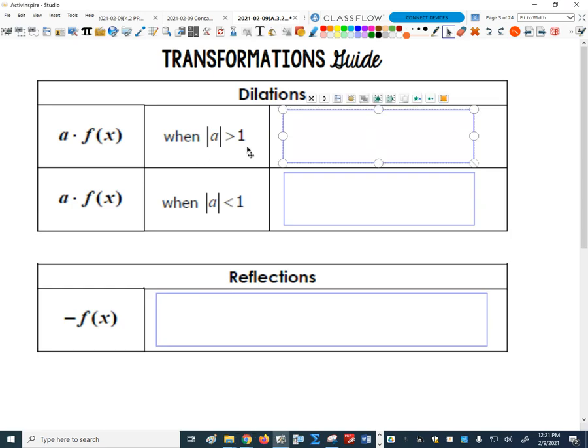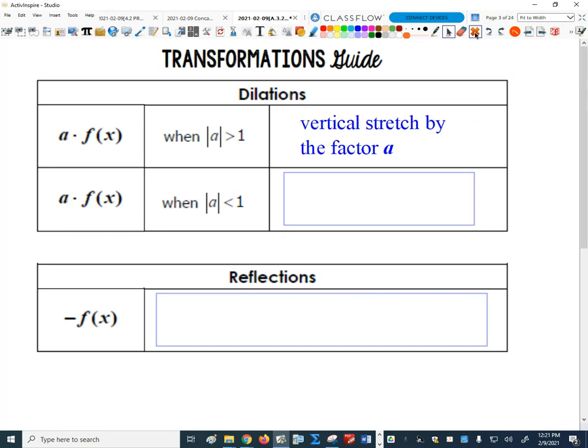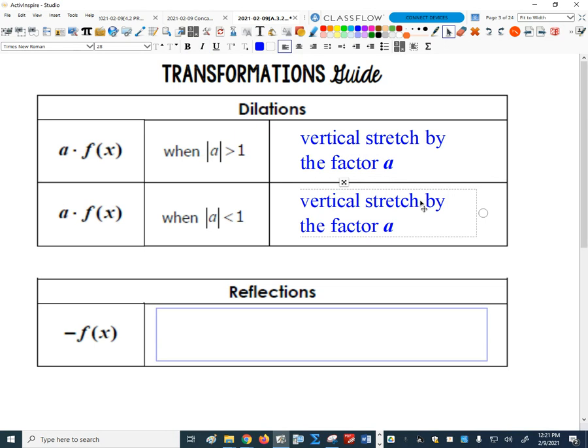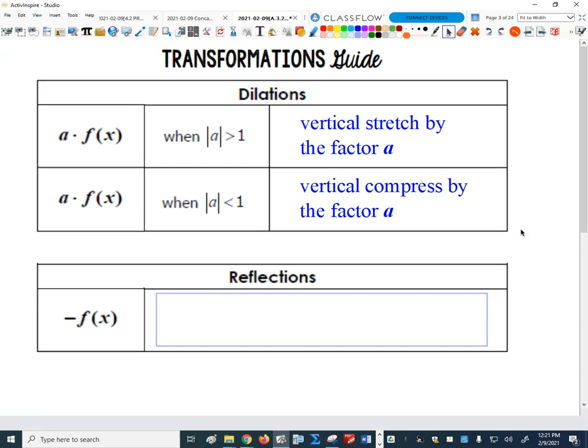So then if a is a number bigger than 1, if the absolute value of a is greater than 1, so it's a big number, I'm going to stretch it by a factor of a. I think I got to fix this one. I think I have a mistake here. If a is a fraction that's less than 1, between 0 and 1, then I got to fix that. It's going to compress it, not stretch it. It's going to compress the function by a factor of a. Okay?